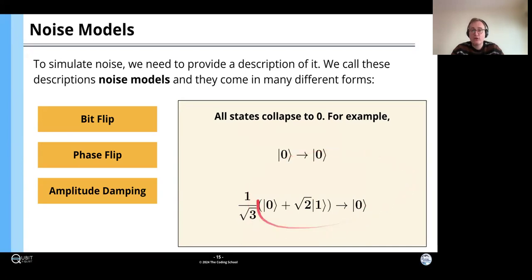You can see this is a very destructive type of noise, right? You have all this quantum information, you have this nice, beautiful quantum state that's this unequal superposition, and then suddenly you just get 0 out. Amplitude damping is a very nasty type of noise.